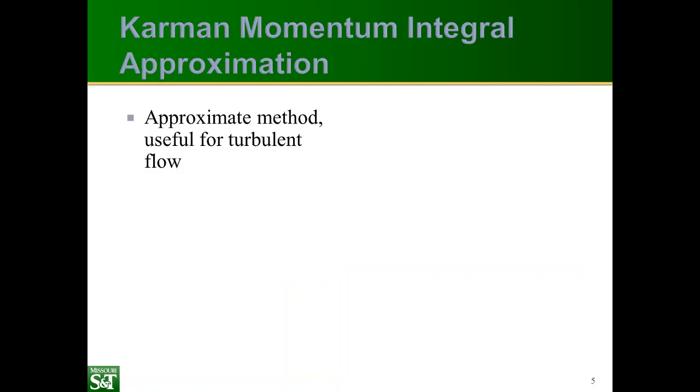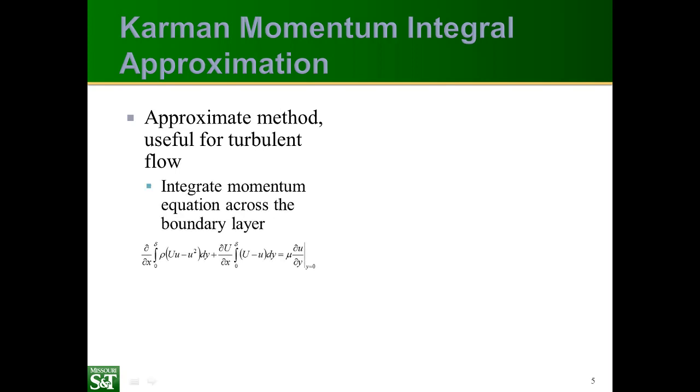We can also look at the Kármán momentum integral approximation. This is one of the approximate methods. It's very useful for turbulent flow. Essentially, we integrate the momentum equation across the boundary layer. And in order to do that, we need to assume what we call a reasonable velocity profile. So we simplify the equation by integrating it, which gives us Kármán's momentum integral equation here.